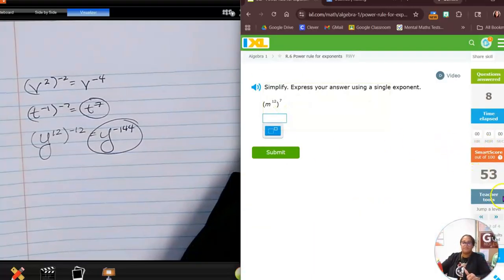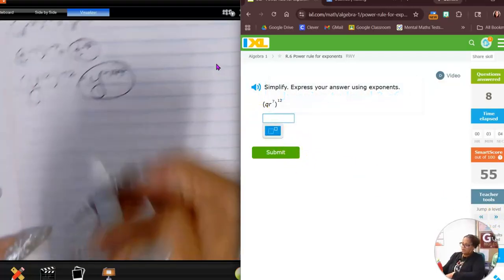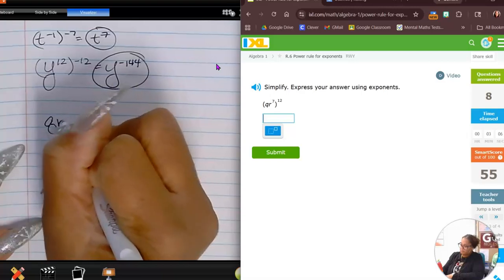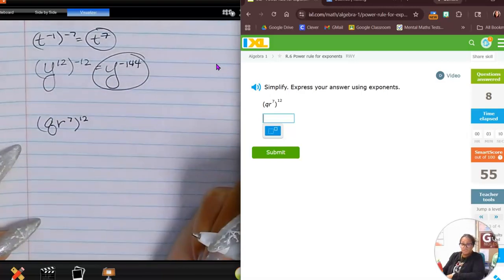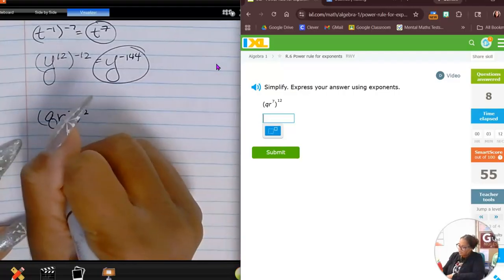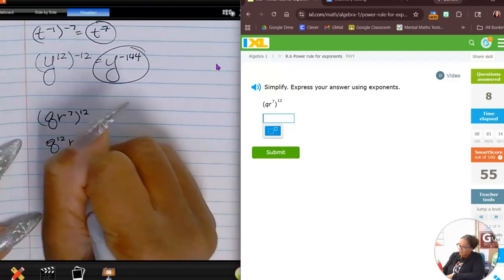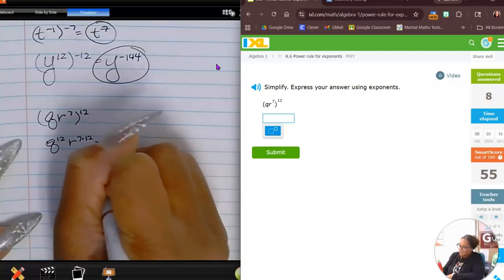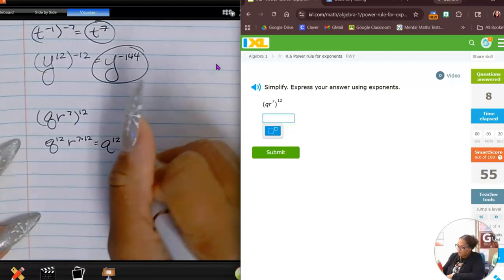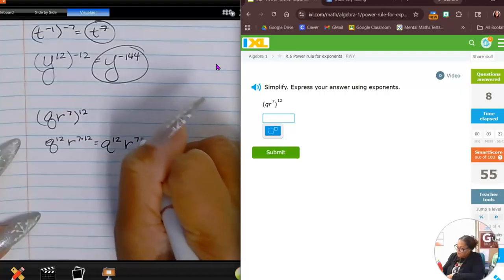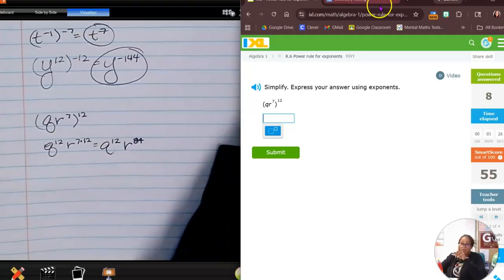All right, let's skip a level. I think I've got it. QR, r is to the 7th, and everything is raised to the 12th. So then this q gets the 12th power, and the r gets the 7 times 12, which becomes q to the 12th power, and 7 times 12 is 84. Whoops, 84. Let me double check my math.